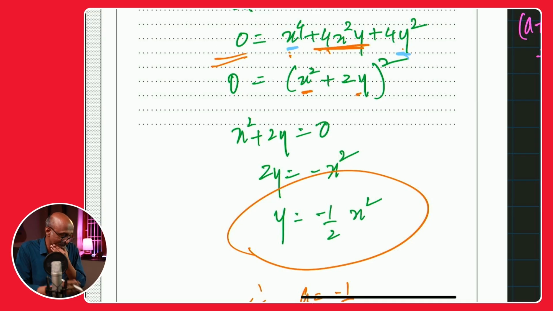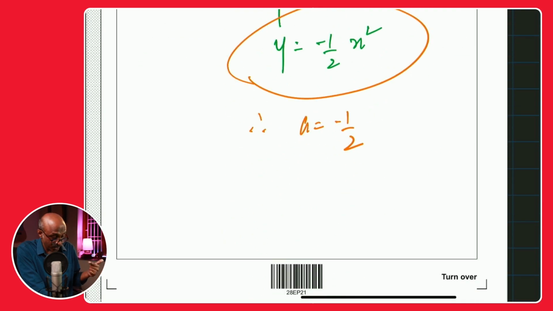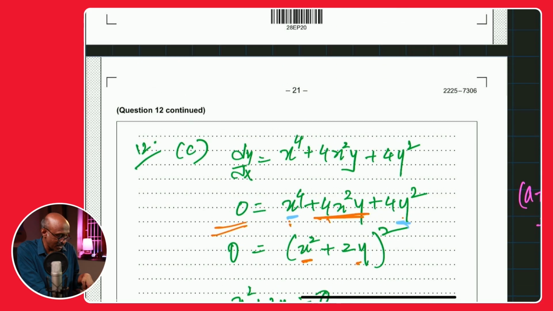Again, algebra in this particular paper, and then, using that condition, we get y is equal to negative 1 over 2x square, giving us the value of a to be negative 1 over 2.